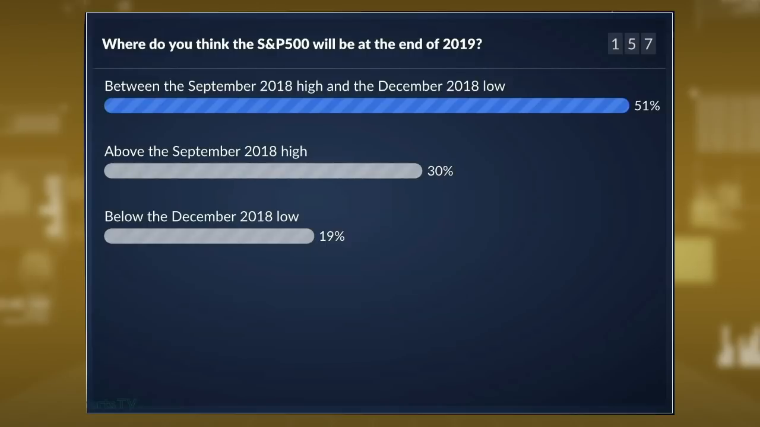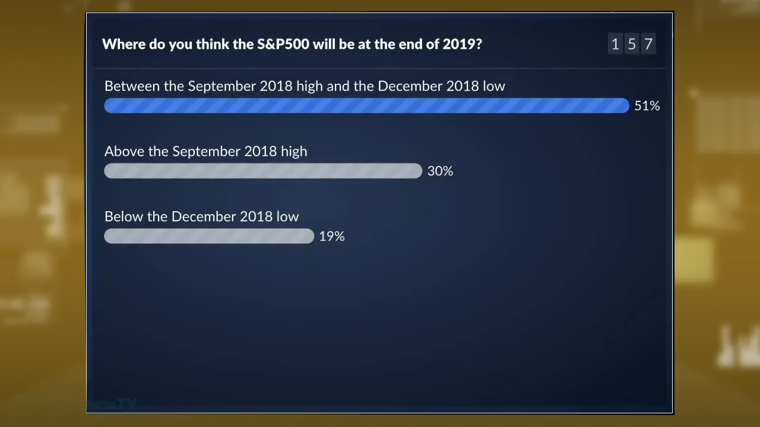I agree with you. I think we're going to consolidate. Typically, the fourth quarter is very bullish. I think by the end of the year, we're going to break out above the September high. Just my call. What do you think, Aaron? You know, I was looking at it. I'm in bear market mode, so I considered below the 2018 low.